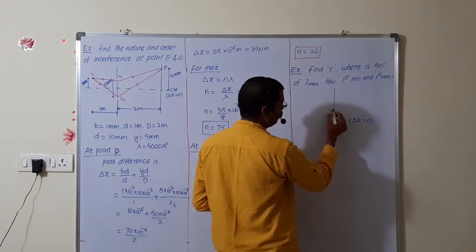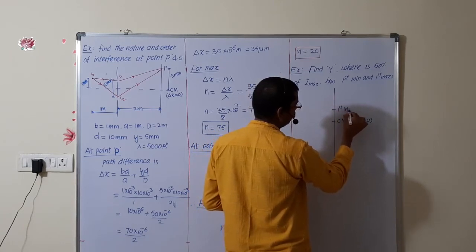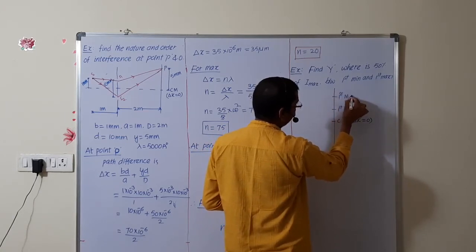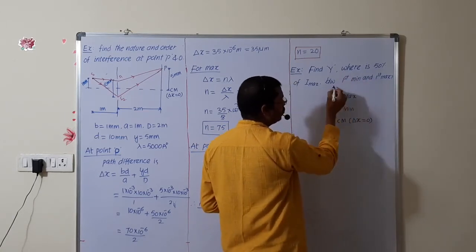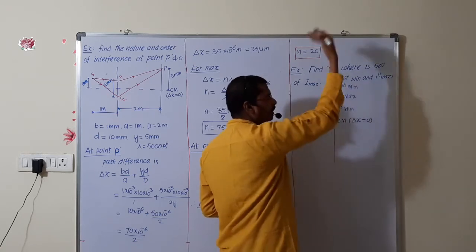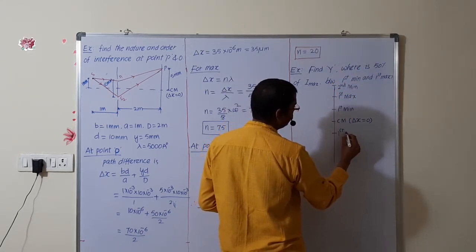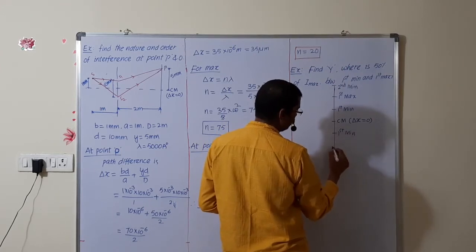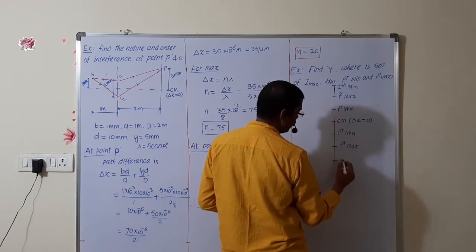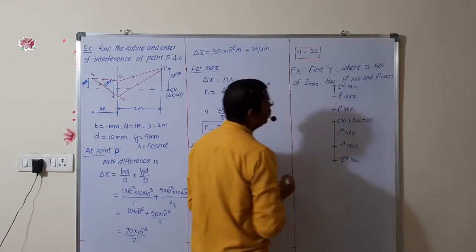After the central maxima, what will happen? It will be first minimum, after that first maxima, and after that second minimum, after that second maximum. Like that, below also, what will happen? It is the first minima, first maxima and second minimum.